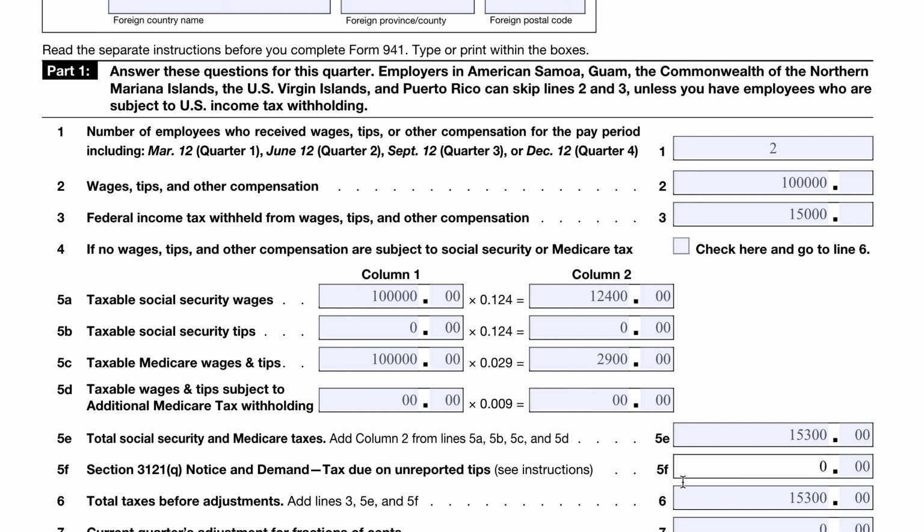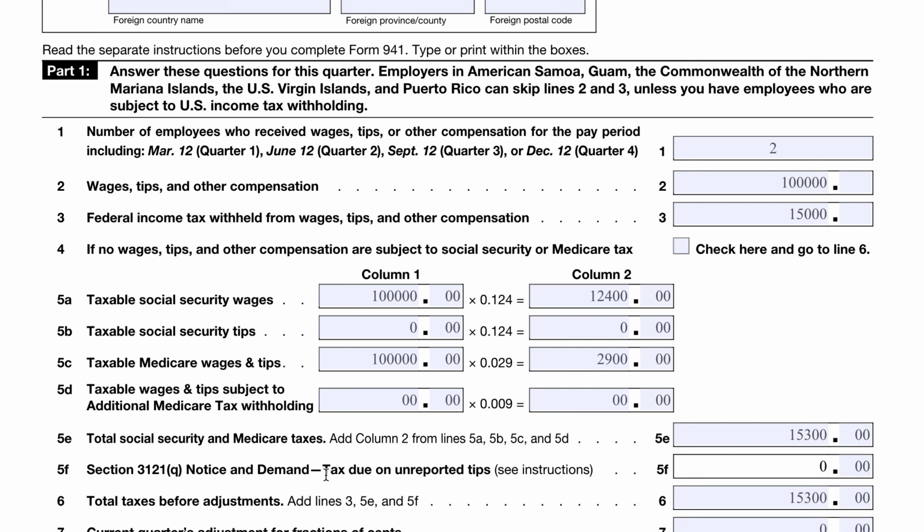So in line 5F, there is a line here, kind of sounds weird, section 3121Q, notice and demand. What that means is that the IRS may send a letter to you, a notice that is titled section 3121Q, notice and demand, meaning that the IRS received information that you as the employer may not be privy to. This happens a lot with unreported tips that employees may have reported on IRS form 4137, which is literally the form to report unreported tips to the IRS that were not previously reported to an employer.